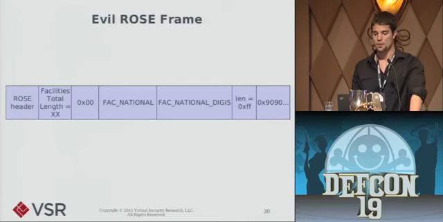You have your header, total facilities length, which didn't actually matter, a null byte. FAC national is the specific type of facility. FAC national digis is the vulnerable facility itself. And then this length value, which we're setting to 0xFF, which is 255, which is more than enough to cause the overflow, and then a bunch of 0x90s.